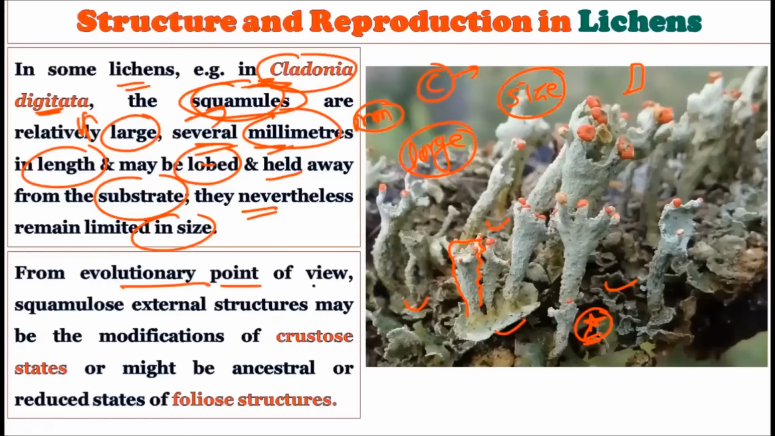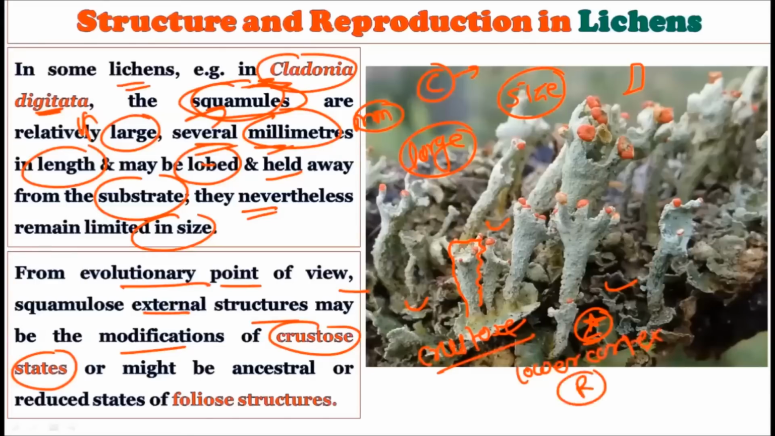Okay, now see, from the evolutionary point of view, the squamulose external structure may be a modification of the crustose state. Of course, we have discussed that the crustose lichens do not have a lower cortex. Plus, the crustose lichens also lack rhizoids, but some form of lower cortex and some form of rhizine can be found in the squamulose lichen. Hence, we can say that from the evolutionary point of view, these lichens are modifications of the crustose state and maybe the ancestral or reduced state of the foliose lichen. See, a very concrete statement that they are the ancestral forms of the foliose lichen.